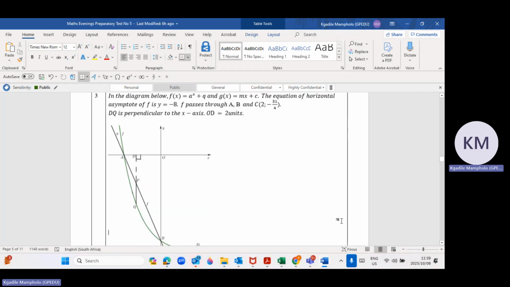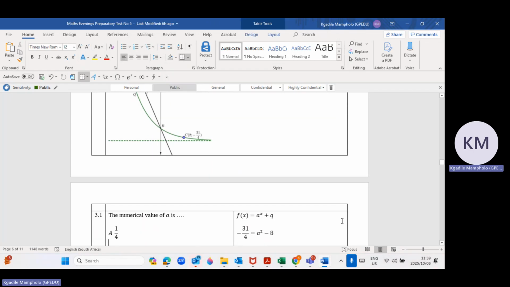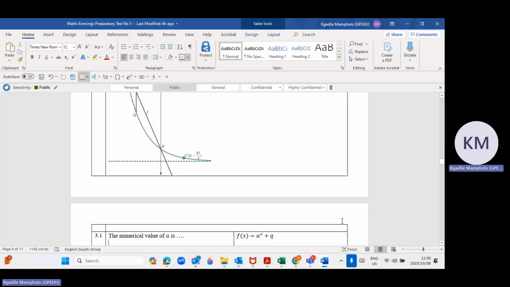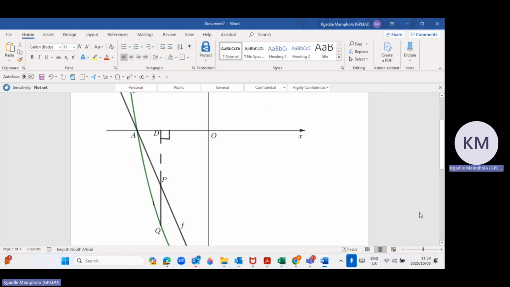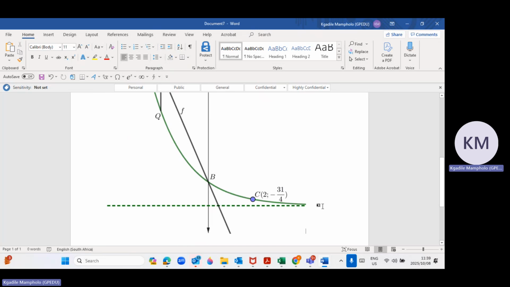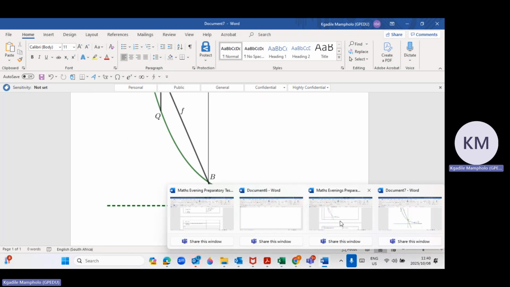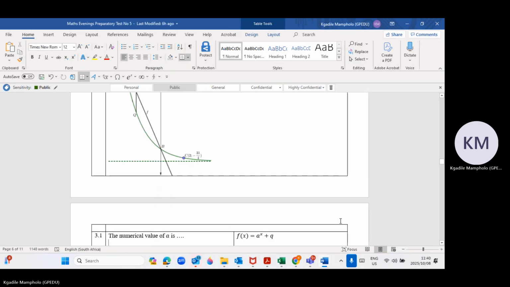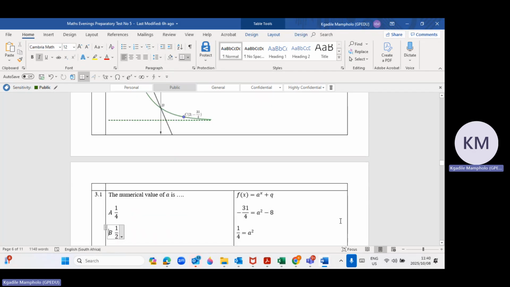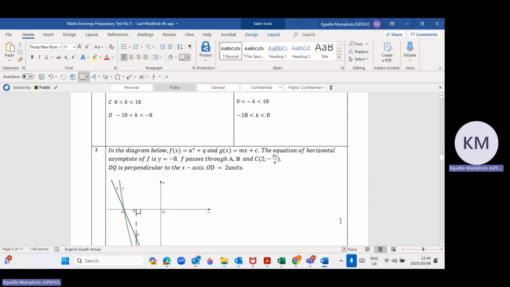Now, let's go to the first question. Find the numerical value of a. You check what you know. We know that the graph of f passes through this point, 2 and -31 over 4. So then you use this point to calculate the value of a. The horizontal asymptote was given in the statement as -8.